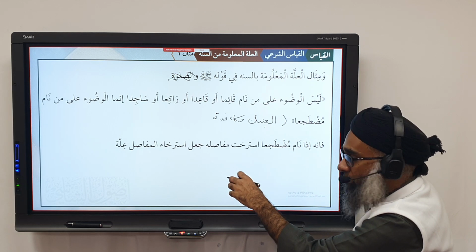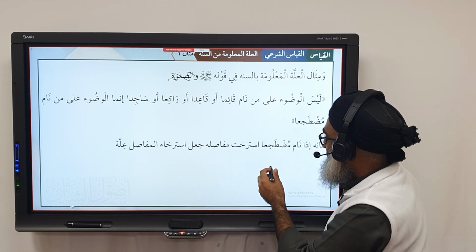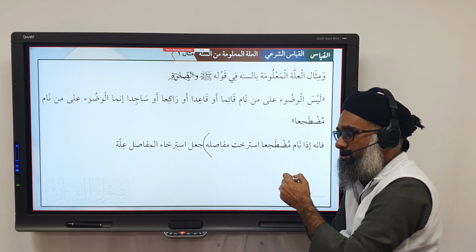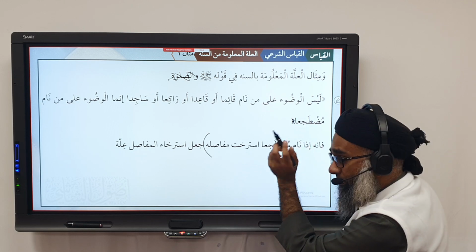This whole part is hadith. Okay. What's the hadith? فإنه إذا نام استرخت مفاصله. Until here is hadith. So my mistake, sorry. Yeah? And the Prophet explained it.